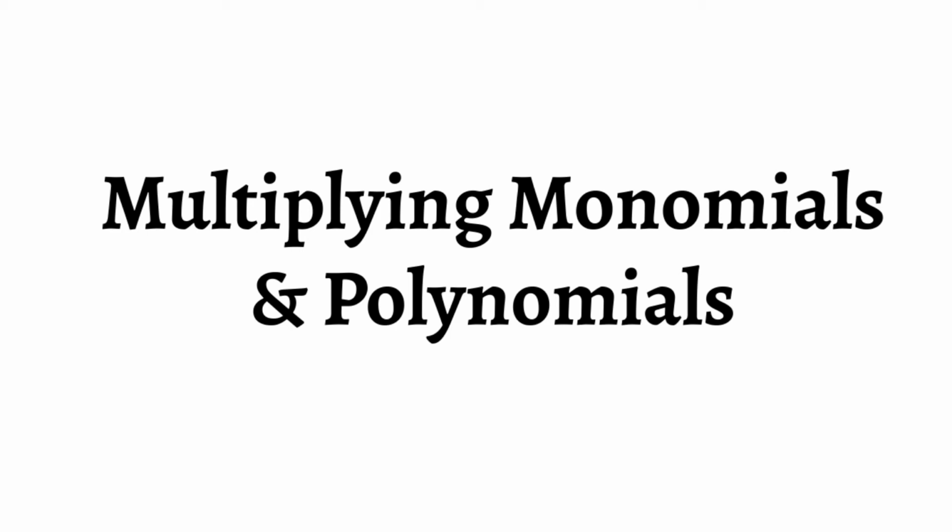In this video, we're going to talk about how to multiply monomials and polynomials together. In other words, a monomial, which is a single term, multiplied with a binomial or polynomial. So multiplying it by two or more terms that are being added or subtracted together.